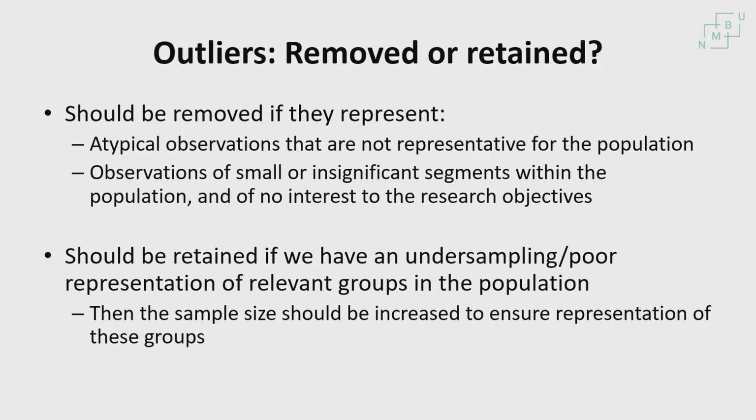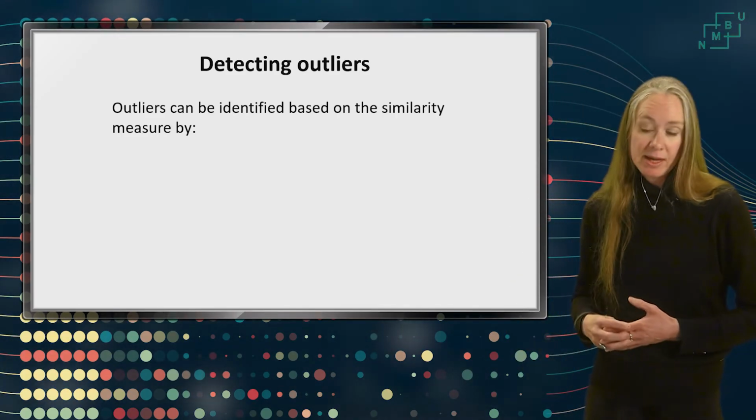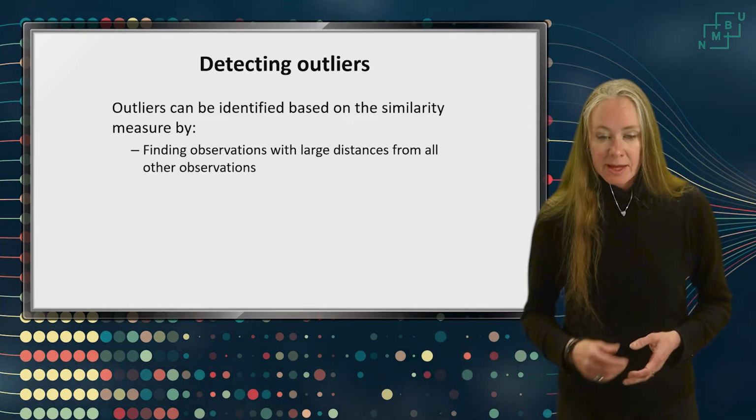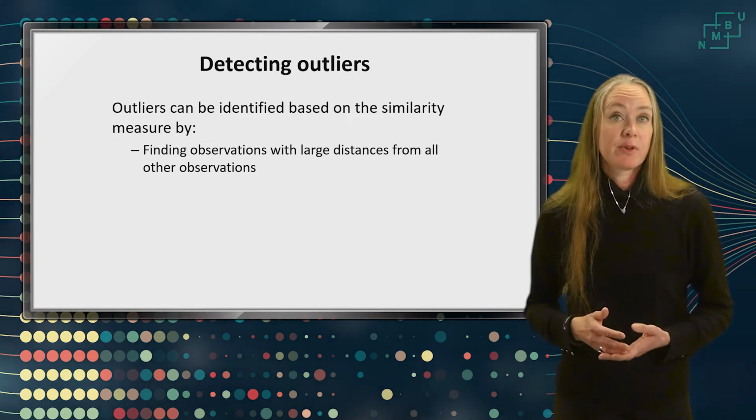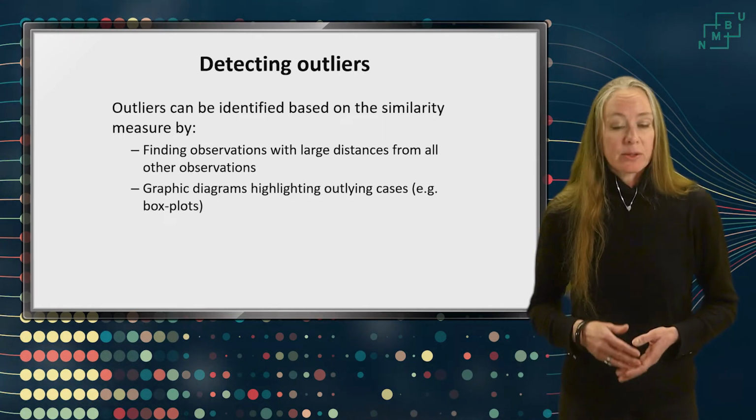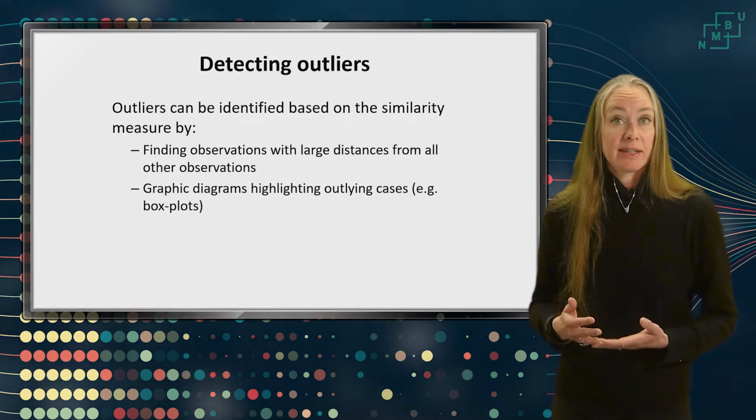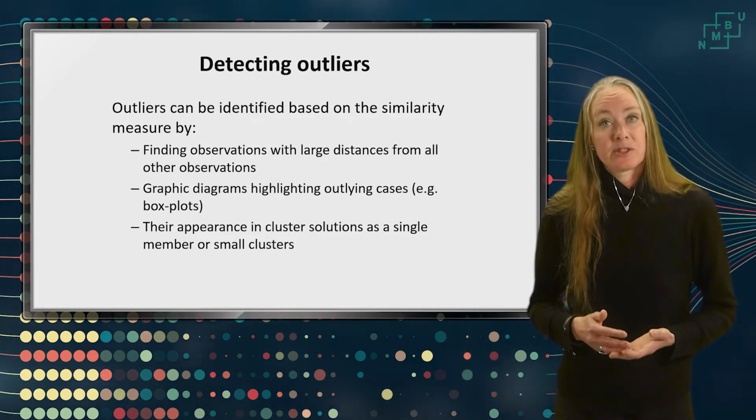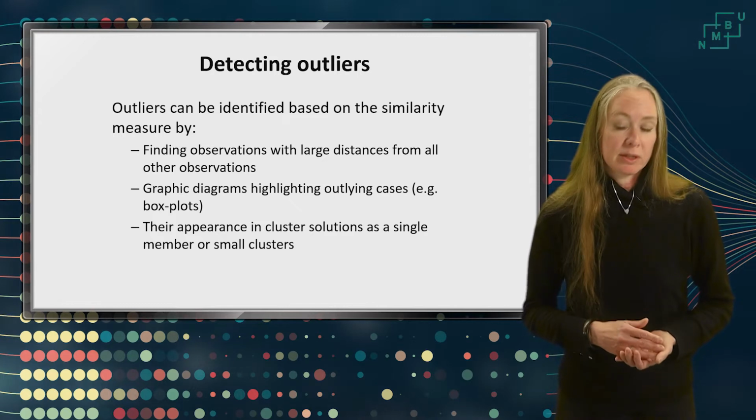Outliers should be retained if we have an undersampling or a poor representation of relevant groups in the population. Then the sample size should be increased in order to ensure representation of these groups. So how can we detect such outliers? Well, we can detect them based on the similarity measure by finding observations with large distances from all other observations. We can also see them in graphic diagrams that highlight outlying cases, such as box plots. And we can see them by their appearance in cluster solutions as a single member or very small clusters.